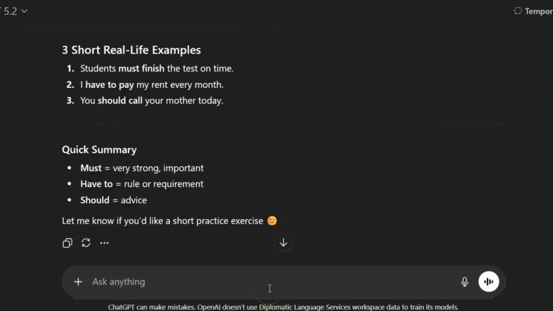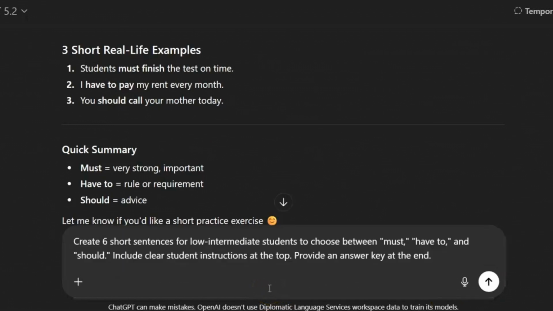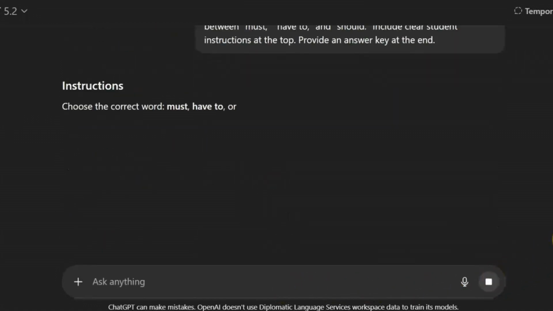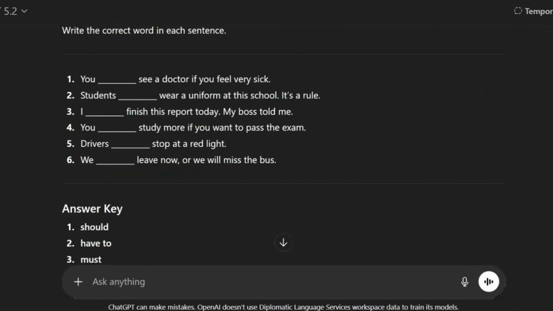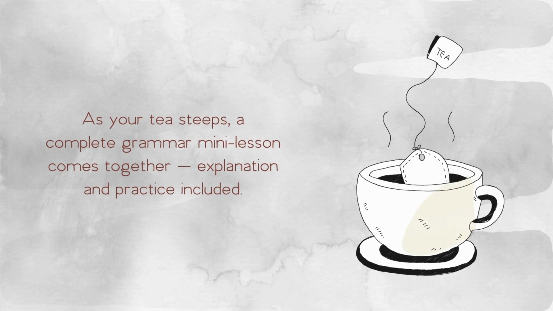Let's add this prompt. Create 6 short sentences for low-intermediate students to choose between must, have to, and should. Include clear student instructions at the top. Provide an answer key at the end. And just like that, while your tea steeps, a complete grammar mini lesson comes together, explanation and practice included.